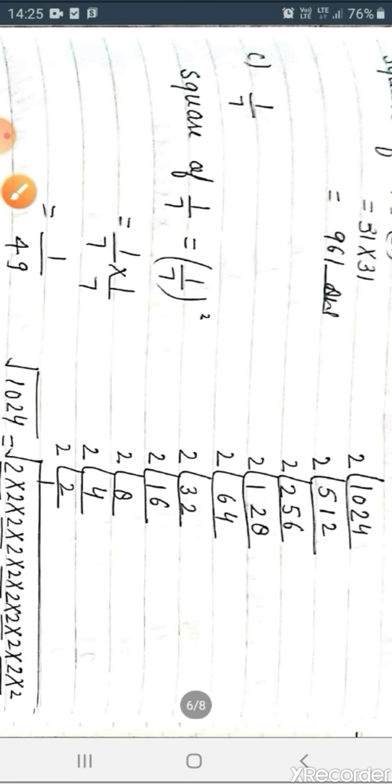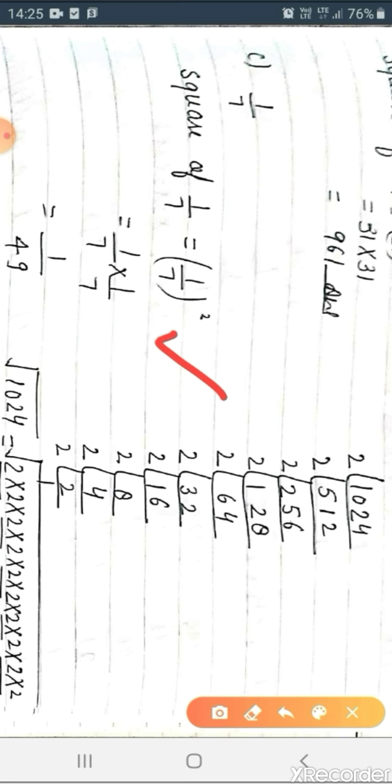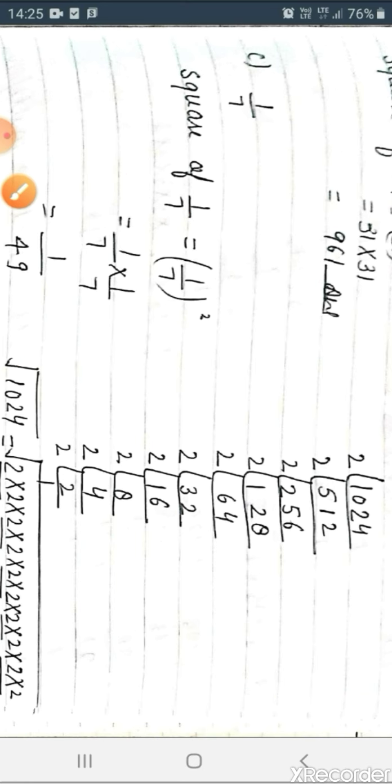Next, part C, square of 1/7. It can be written as (1/7) square, which is 1/7 multiplied by 1/7. 1 times 1 is 1 and 7 sevens are 49. So the square of 1/7 is 1/49.